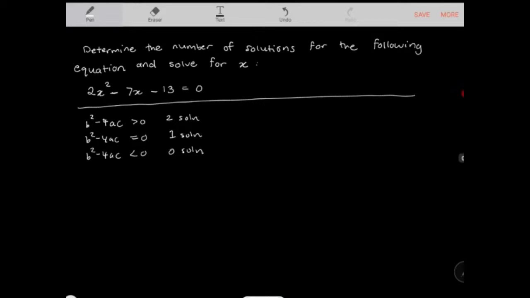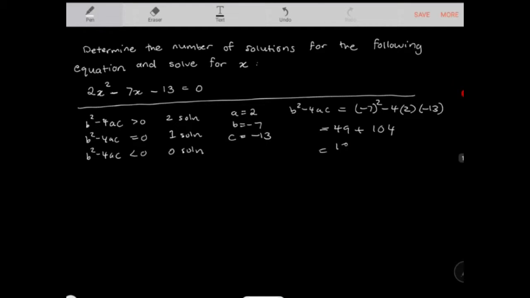Okay, so in this case, a here is 2, b here is -7, and c here is -13. So our b squared minus 4ac term here is basically -7 for b, squared, minus 4 times a, which is 2, and c, which is -13. So if I crunch this out, we get 49 plus 104, and that gives us 153.